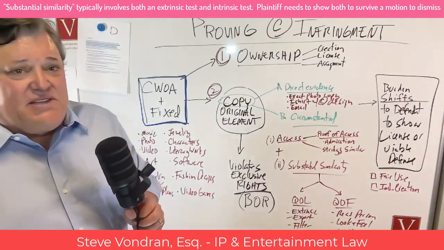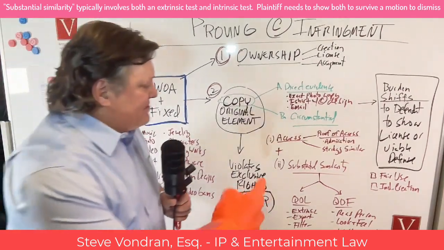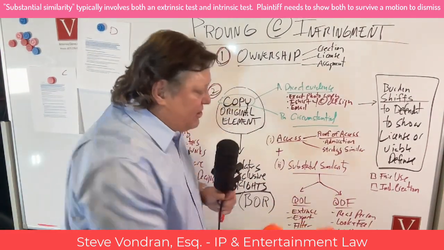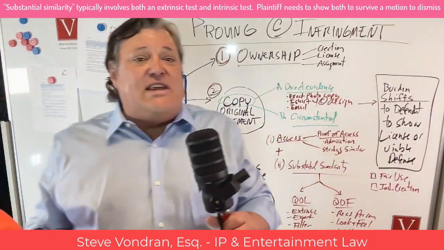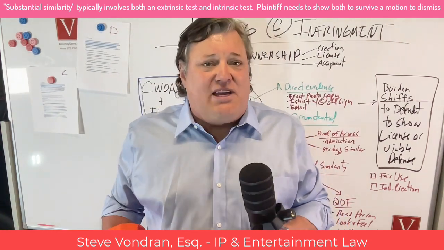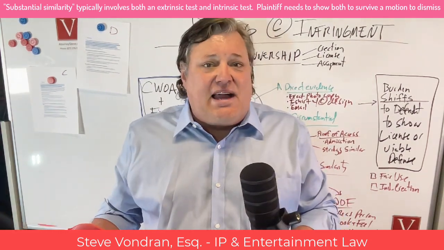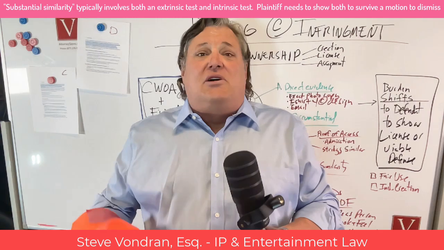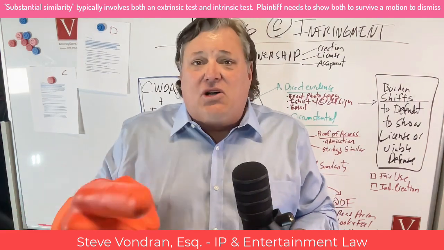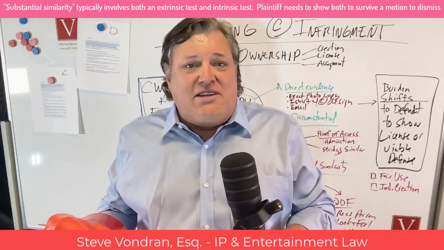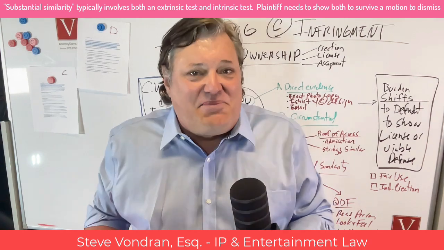Now, if the judge says no, there's plenty of proof of substantial similarity, now we're looking at a question of fact. This is the ordinary reasonable observer test. This is what the jury decides. The case goes to trial. They will look at the work as a whole, the look and the feel, and get a feel for it, and decide if there is substantial similarity.